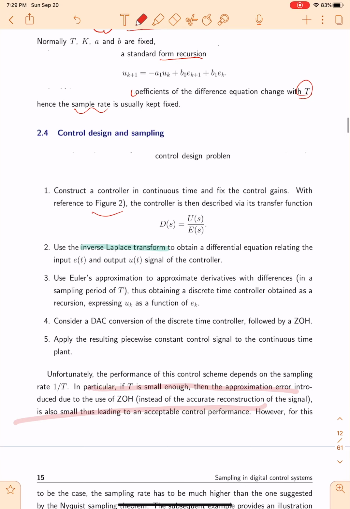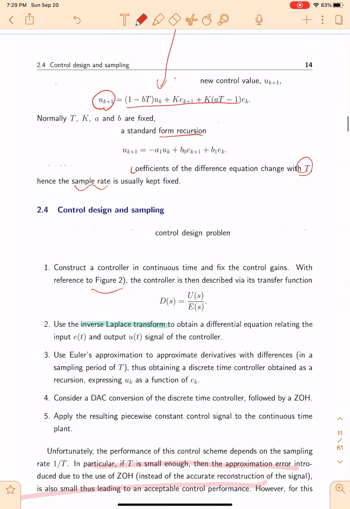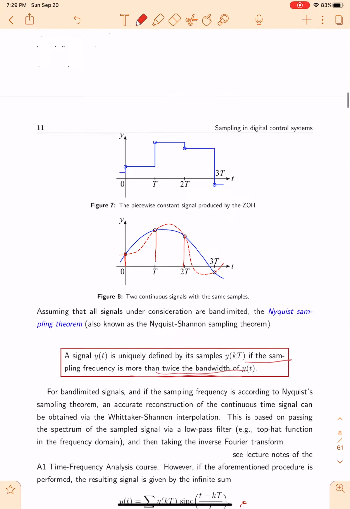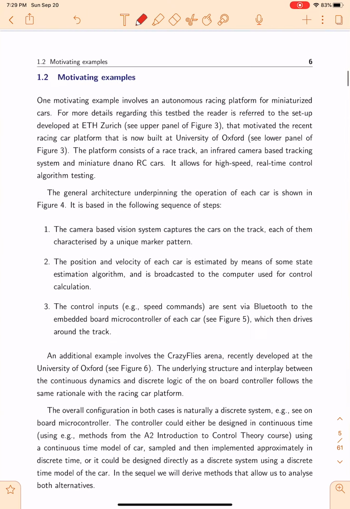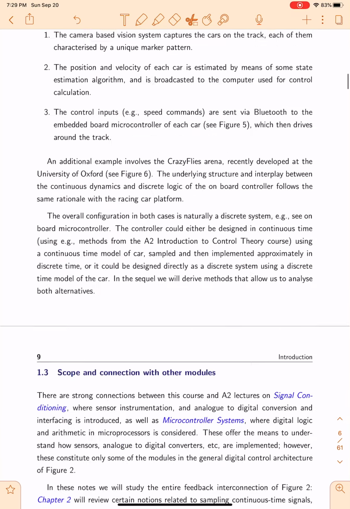Figure 2, where is that? Okay, anyways. Okay, this one. Let me cut it and paste it over there.